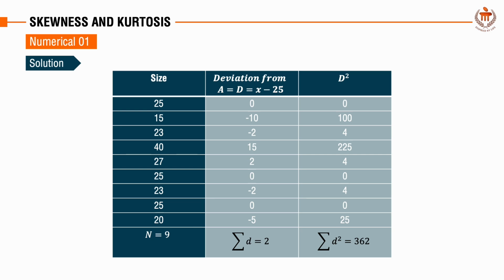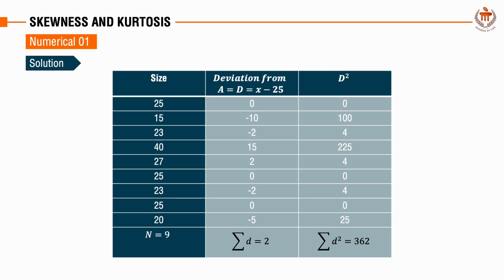And we did the sum of d, we got the value as 2. And then whatever the d value we got, we just do the square of that. So the sum of d square we got as 362. Okay, and then we can apply the mean formula: assumed mean plus summation of d by n.